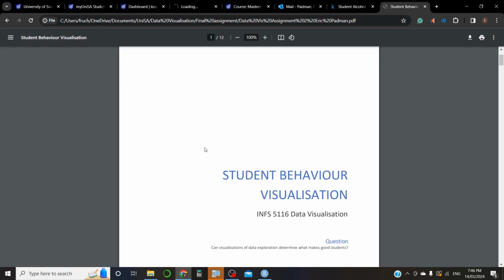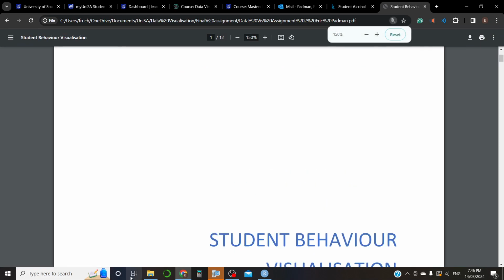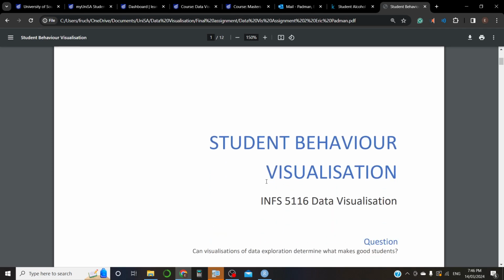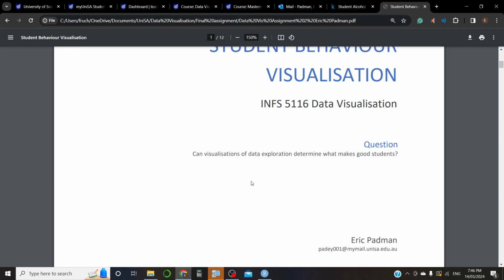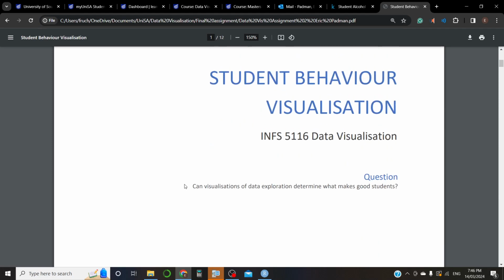But here's the project. So this is my final assignment, and basically I was using visualizations to explore and describe what's going on in this data set. In the assignment, they asked us, early on in the course, to find something on Kaggle that you think is interesting, write something about it, make a proposal, and end up in your final project. So my question was, can visualizations of data determine what makes a good student or makes good students?